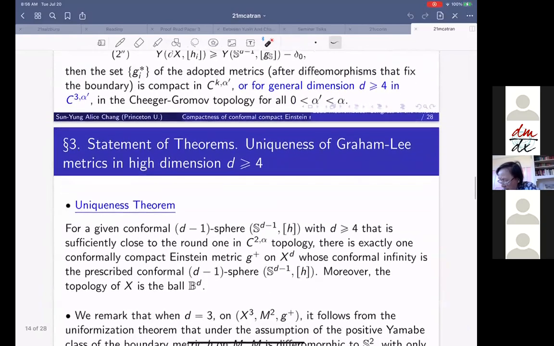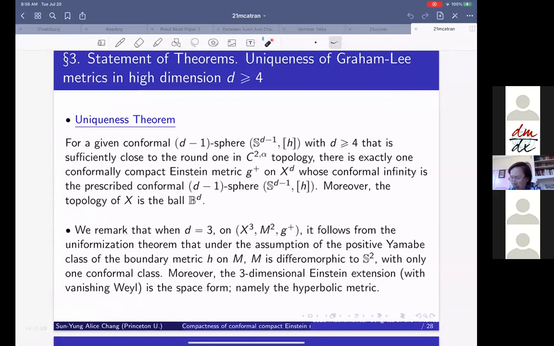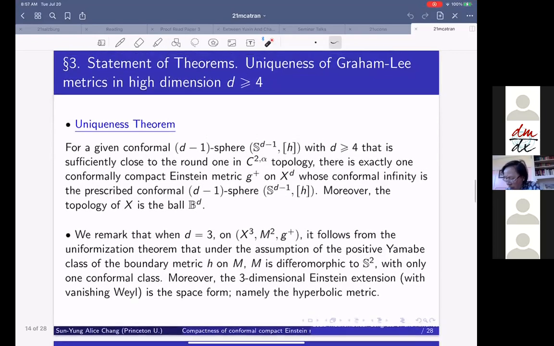And this theorem turns out to have a consequence, and that's that the Graham-Lee metric is unique. Remember that on the sphere, if H is in some C2,alpha neighborhood of GC, then you have existence of a conformally compact Einstein metric. And our uniqueness theorem says that the Graham-Lee extension is unique. Okay, so it's a perturbation result, but it applies not only when H is the standard metric on the sphere, but if H is perturbed in a neighborhood of the sphere, the extension inside is also unique.